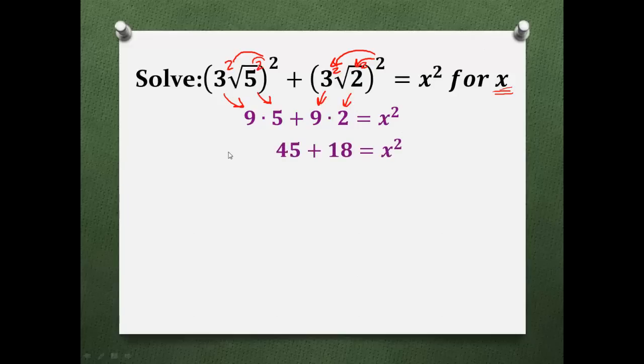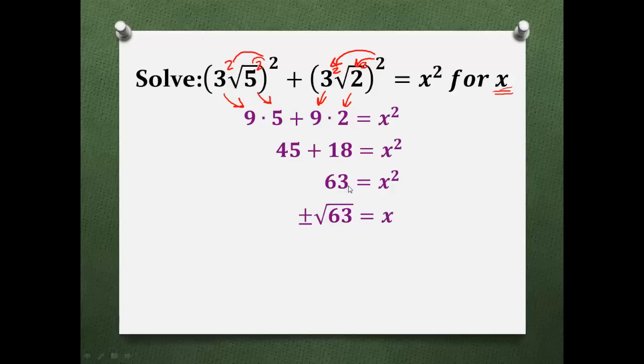9 times 5 is 45. 9 times 2 is 18. That equals x squared. Add them together, 63 equals x squared. Alright, so this isn't a perfect square. And to get rid of a square on the x, we have to square root both sides. So that'll leave us with x equals plus or minus the square root of 63.